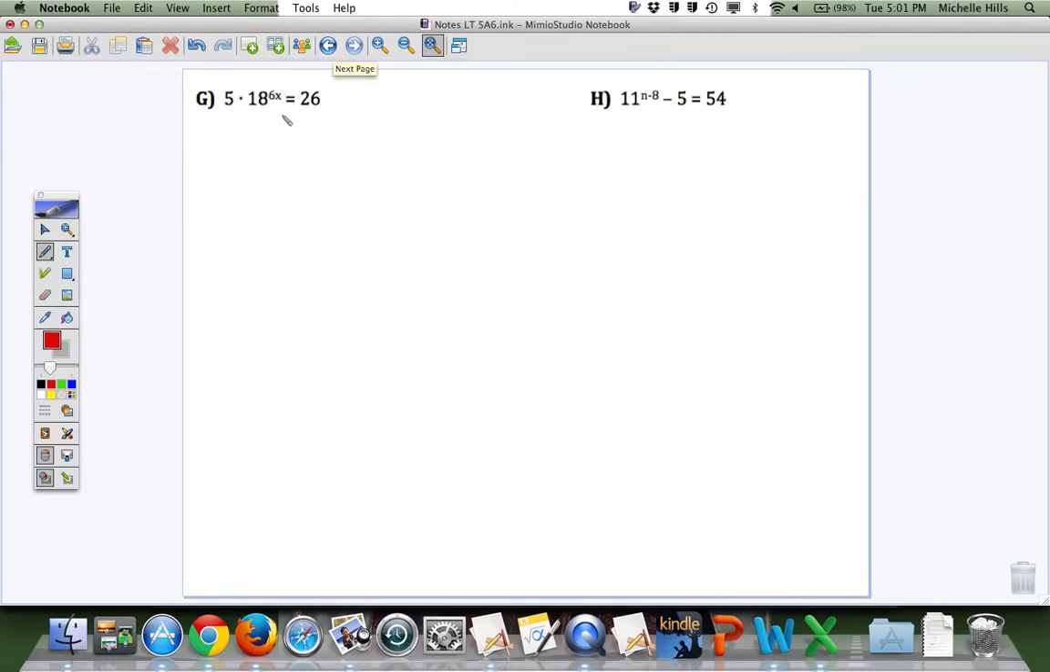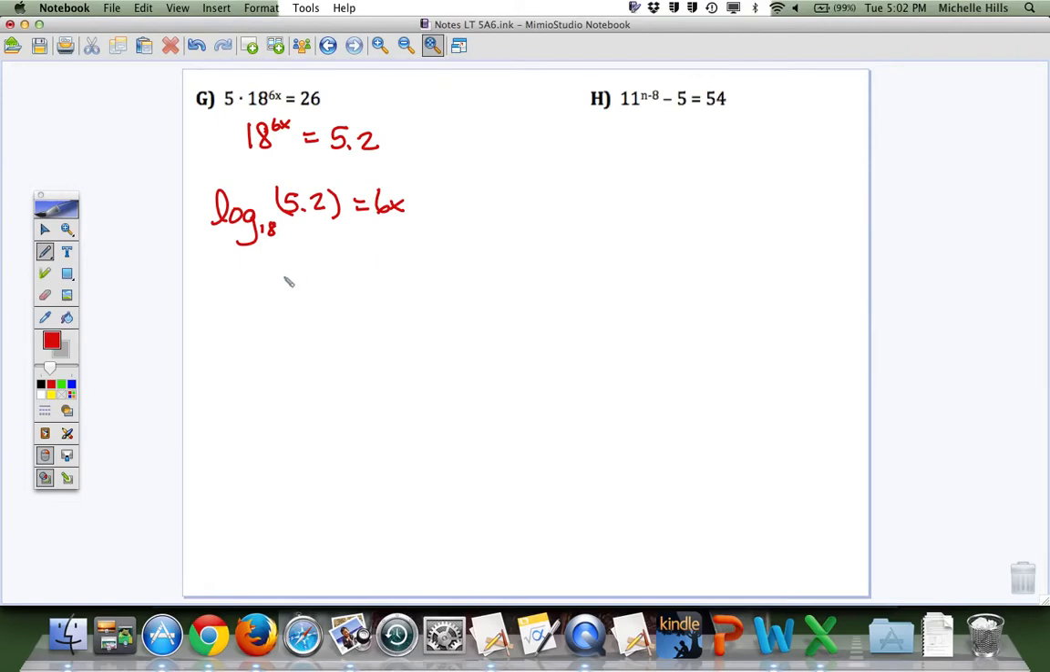Again, I want to isolate the thing with the exponent or isolate the logarithm, whichever way I'm doing this first. I'm going to divide both sides by 5 to get 18 to the 6x equals 5.2. I'm stuck now in exponential form. So now I'm going to switch it to logarithmic form, which means the log base 18, since 18 is my base, of 5.2 equals 6x. I'm going to use my change of base formula here and then divide both sides by 6.